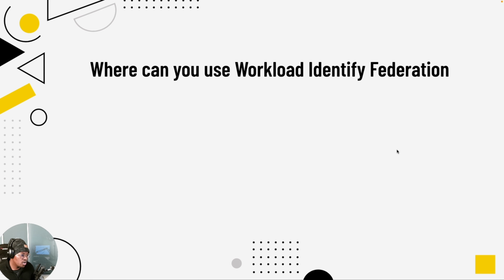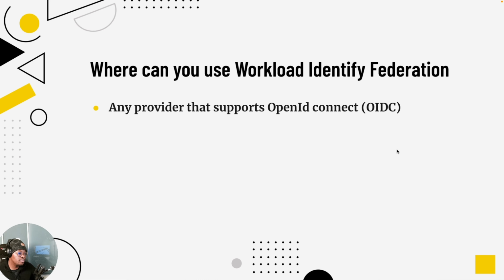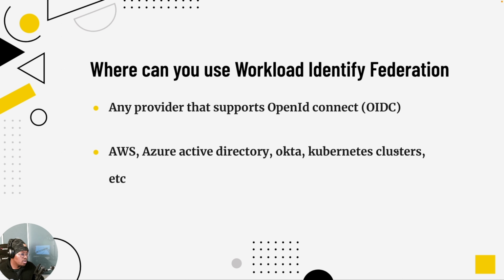So where can you use Workload Identity Federation? Basically any provider that supports OpenID Connect. Now OpenID Connect is an additional security link that enables client applications to validate that end users are exactly who they say they are, based on verification credentials provided by a third-party authorization service. And so you can use Workload Identity Federation with workloads running on AWS, Microsoft Azure, Okta, even Kubernetes clusters. You can set up Kubernetes clusters as identity providers on GCP Workload Identity Federation.